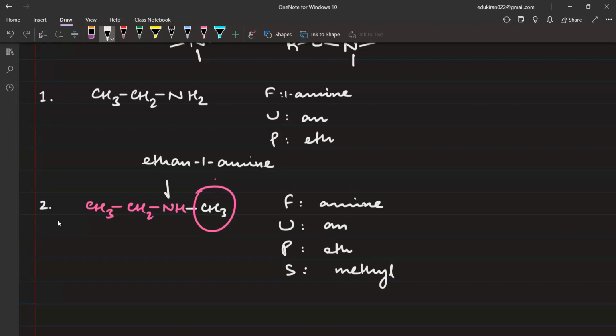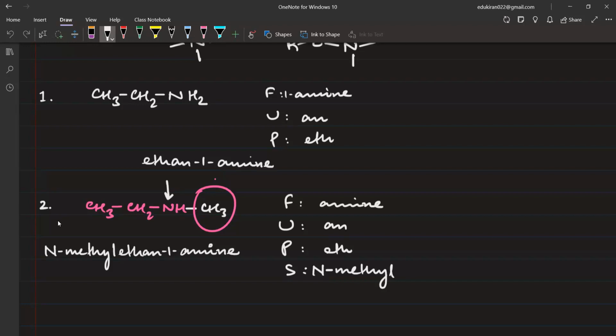CH3 is attached on nitrogen, guys. Can you see that? Yes or no? Please tell me. CH3 is attached on nitrogen, right? So what are we going to write? We are going to write N-methyl. So for this, the name becomes N-methyl ethane 1 amine. Is this clear? Yes or no? Please tell me, guys.